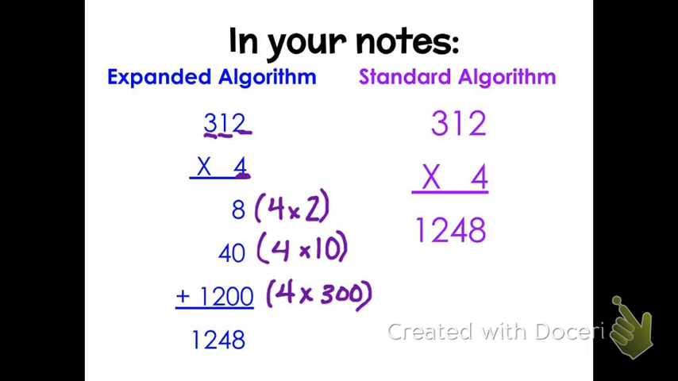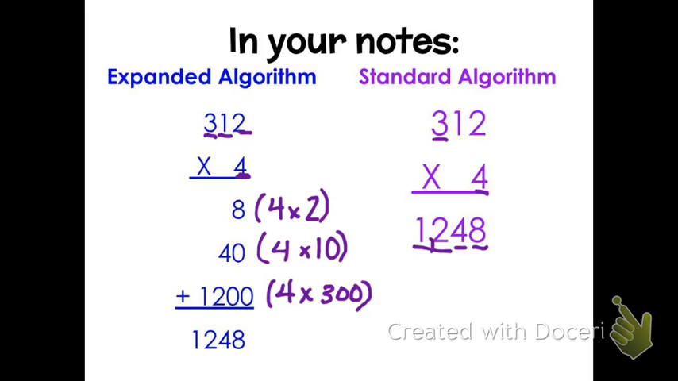Over here with standard algorithm, I go one place value at a time. This time, I'm going to actually multiply times the digits I see in those place values. If I need to carry or regroup at all, I can do that. 4 times 2 gives me 8, which is where I got that. 4 times 1 gives me my 4. Now 4 times 3 gives me my 12. So my answer is again 1,248. When you do expanded or standard algorithm, you should end up with the same answers.